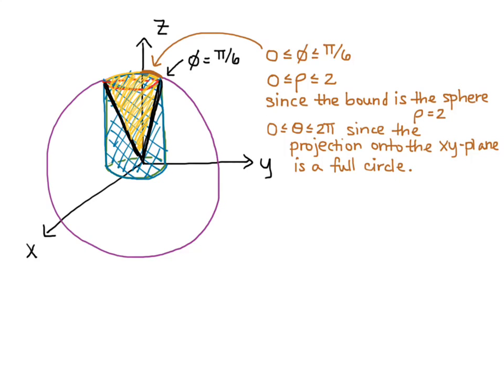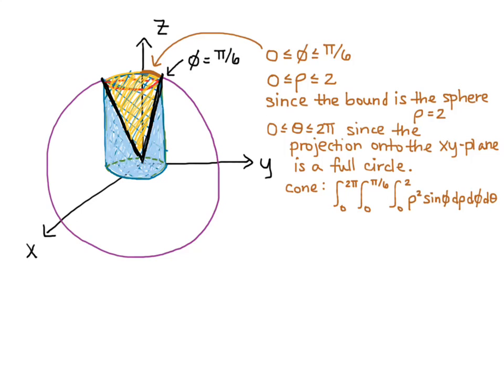So this gives me the following integral for the volume of that cone. So I have 0 to 2 pi, 0 to pi over 6, 0 to 2, and then the standard integrand for the volume in spherical, rho squared sine phi d rho d phi d theta. So that takes care of the cone. Now we have to figure out the other part.